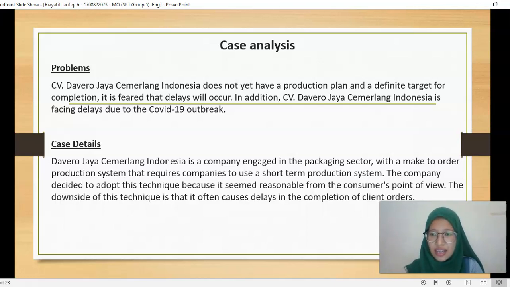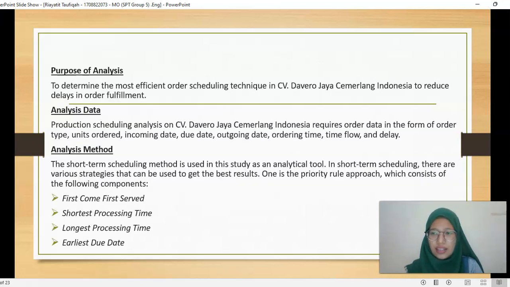For the case details, Davero Jaya Cemerlang Indonesia is a company engaged in the packaging sector with a made-to-order production system that requires the company to use a short-term production system. The company decided to adopt this technique because it seemed reasonable from the consumer's point of view. The downside of this technique is that it often causes delays in the completion of client orders. The purpose of this analysis is to determine the most efficient order scheduling technique at CV Davero Jaya Cemerlang Indonesia to reduce delays in order fulfillment.